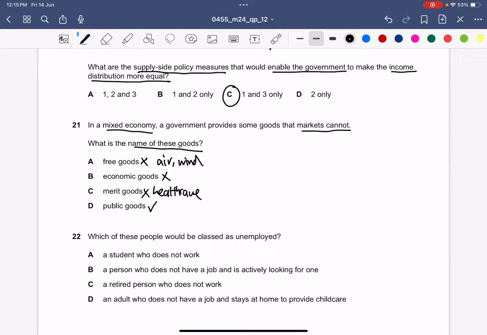It's public goods, because these are non-rival and non-excludable. So usually private firms don't want to produce them because they can't really earn much profit from them. They are usually provided by government.